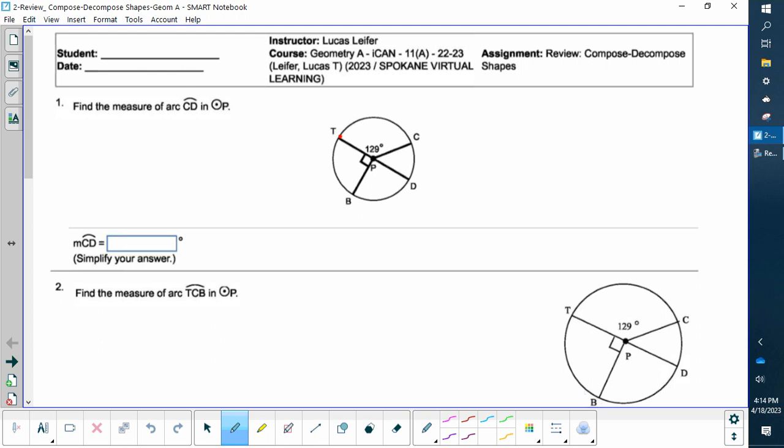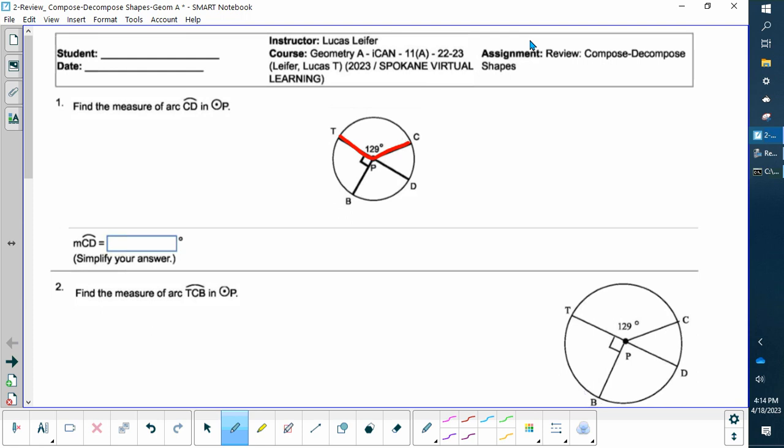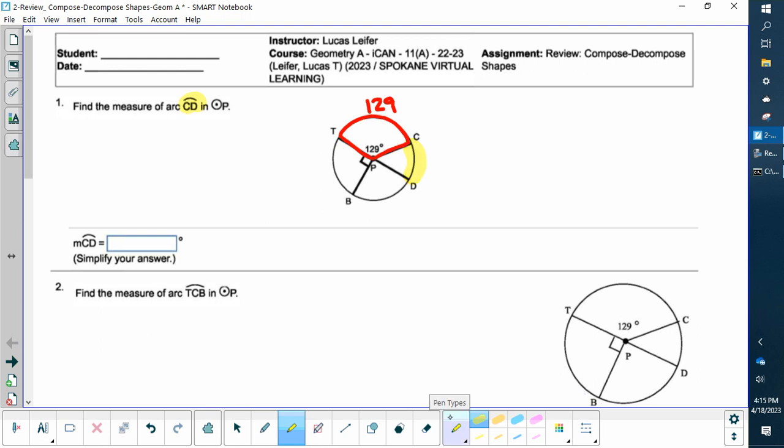This is called a central angle. Okay, and if this is a central angle, it's congruent, or has the same measure, as the arc that it intercepts. So if this is 129 degrees, then from here to here is 129 degrees. But they're asking for the measure of arc CD, which is a minor arc. Okay, so from there to there.